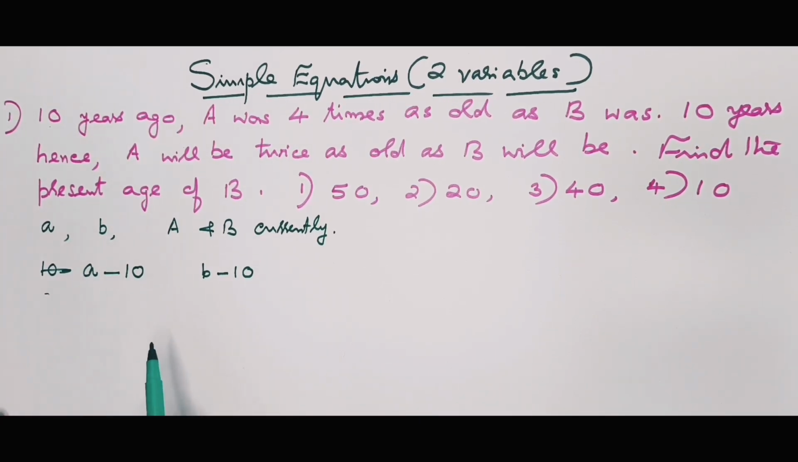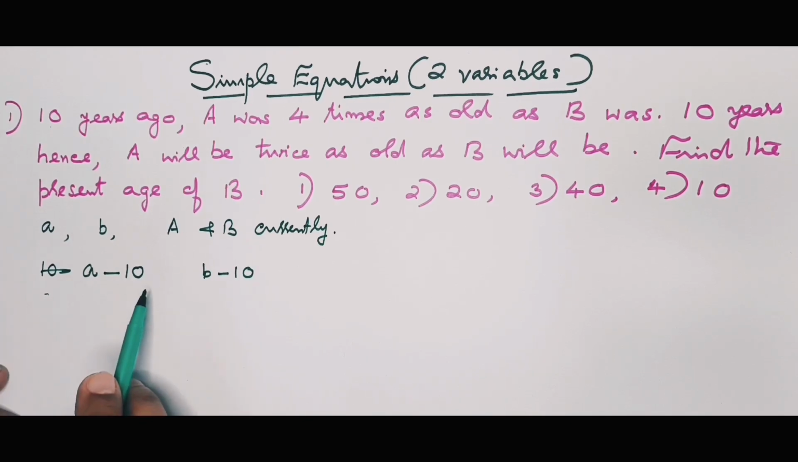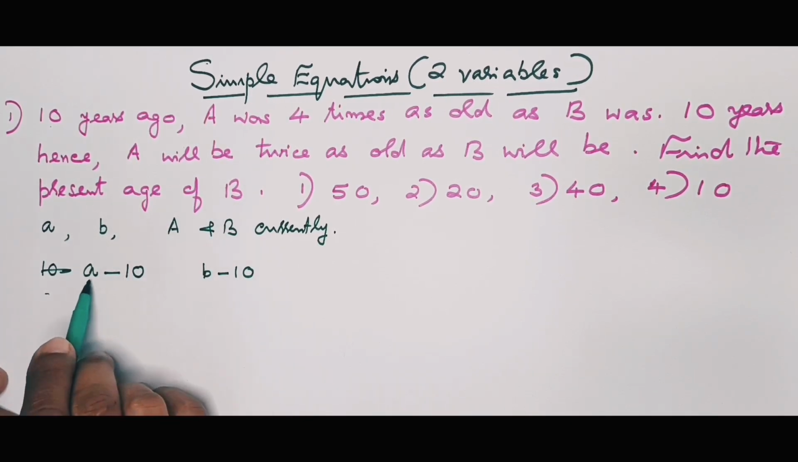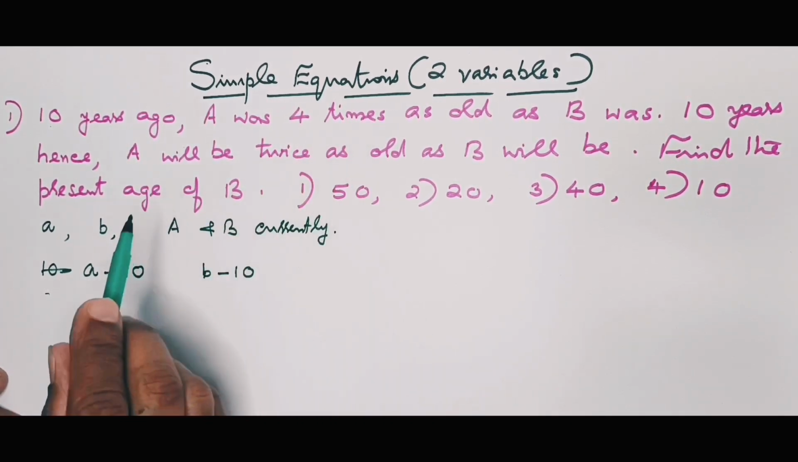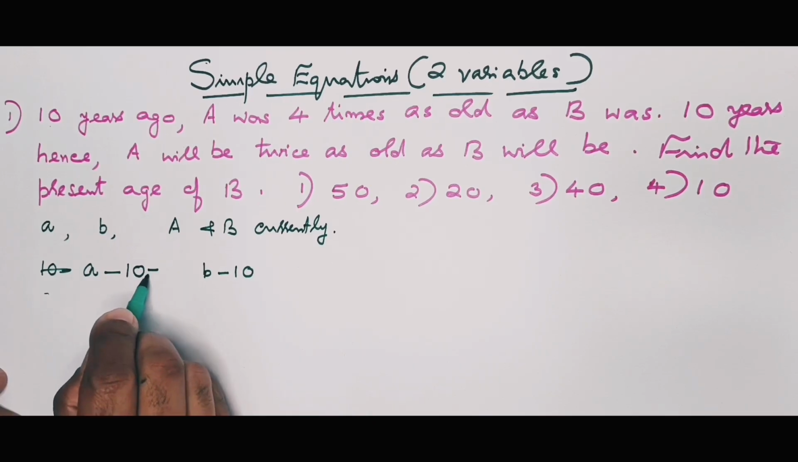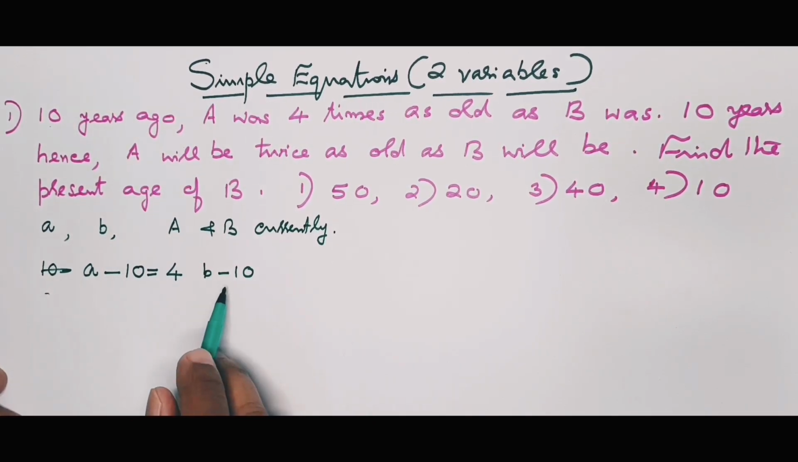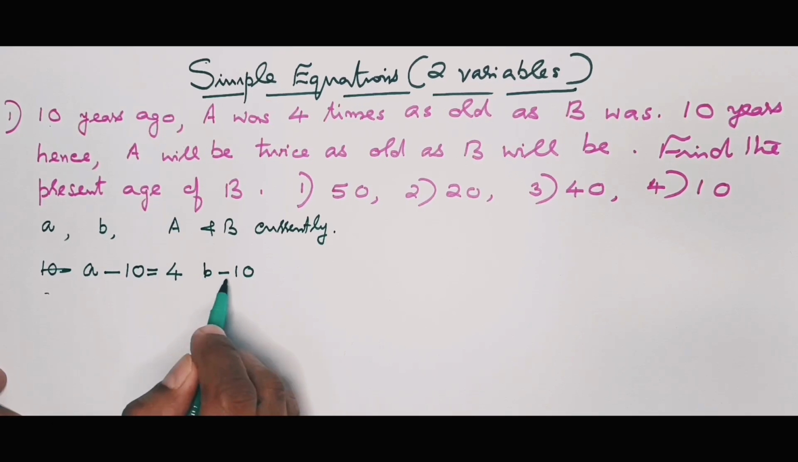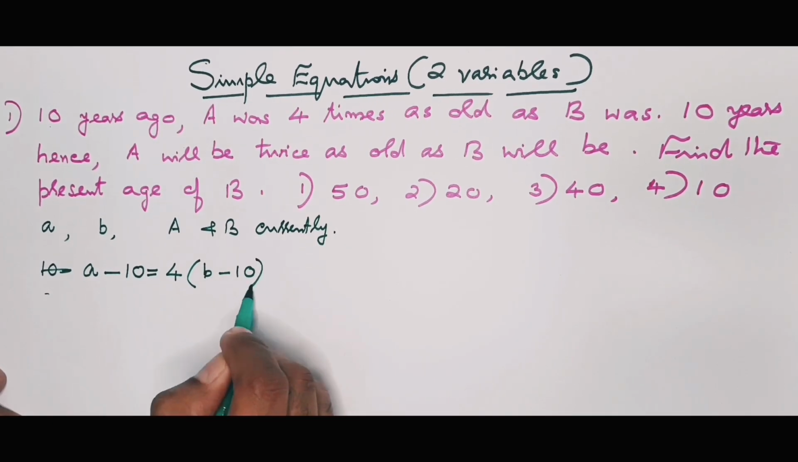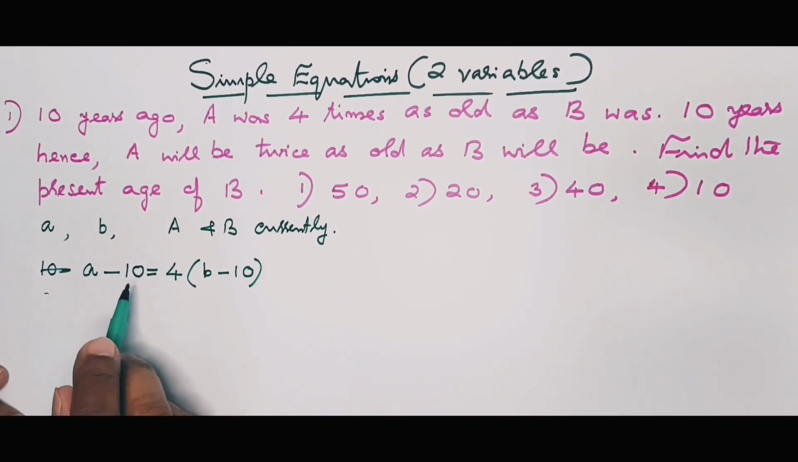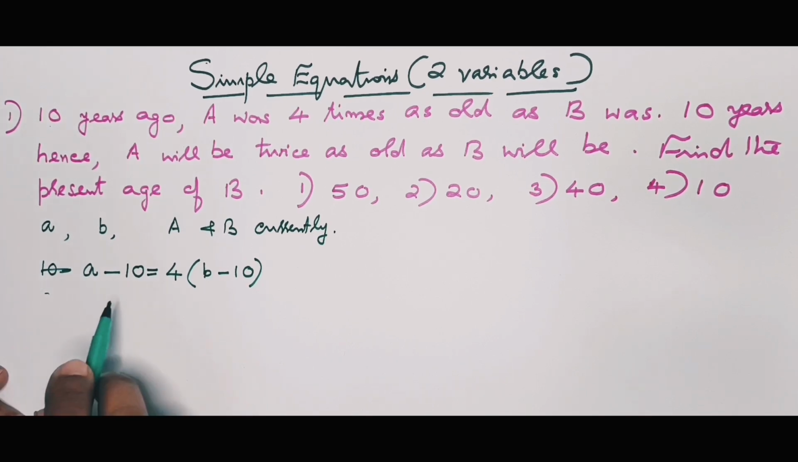Now, there is a relationship between these two numbers. The problem says the age of A was 4 times. Was means equal to 4 times as old as B was. And B was this age 10 years ago. So this is what the problem says in the first sentence. We got one equation.